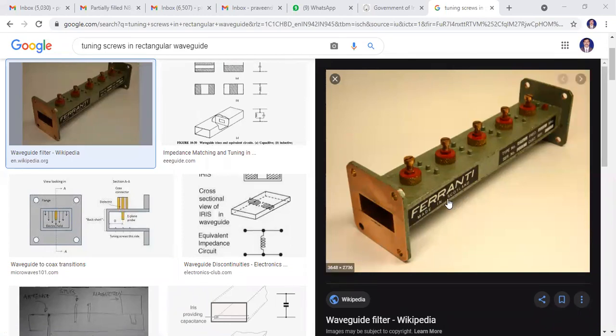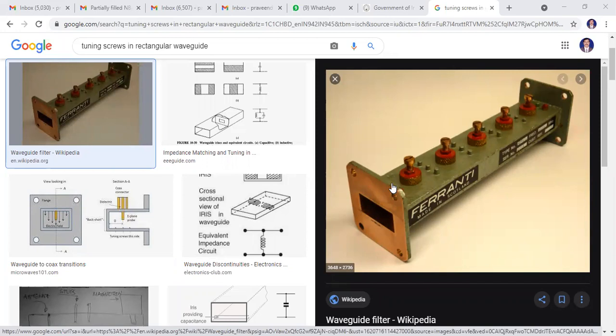So now see, this is a rectangular waveguide. Different types of tuning screws are there. This is a tuning screw. It will insert into this hollow structure. Based on the depth of penetration, up to lambda g by 4 there is a capacitance effect. More than that, there is an inductance effect. So that is the tuning screws.